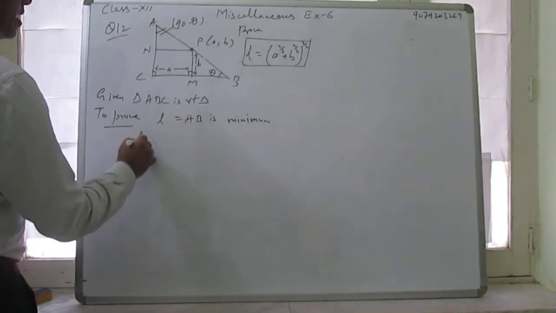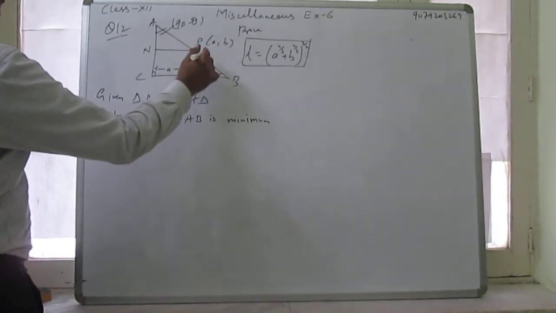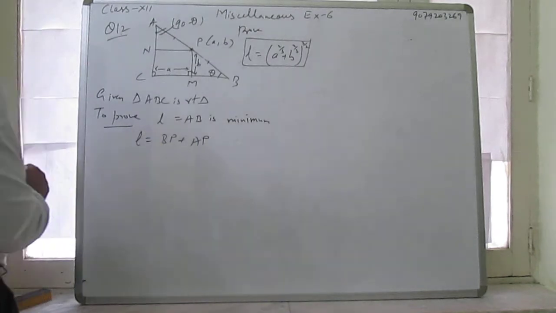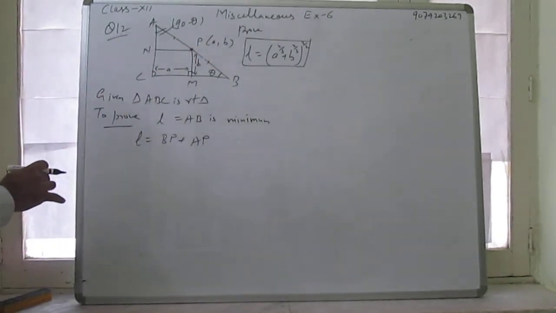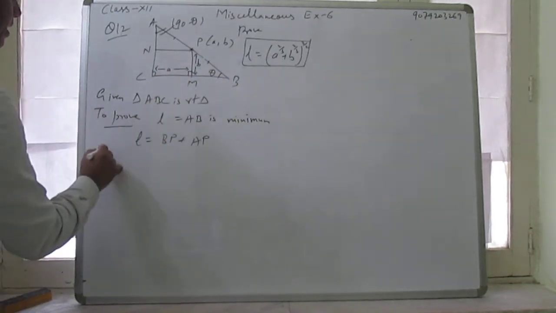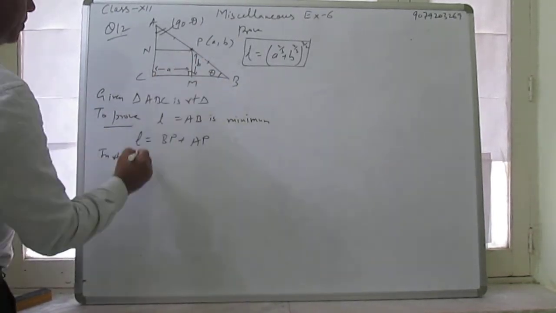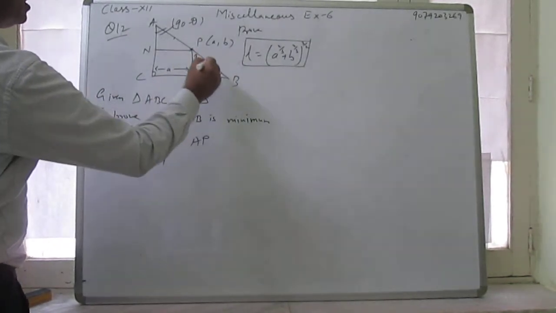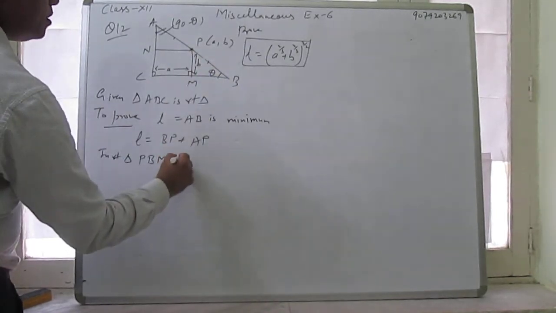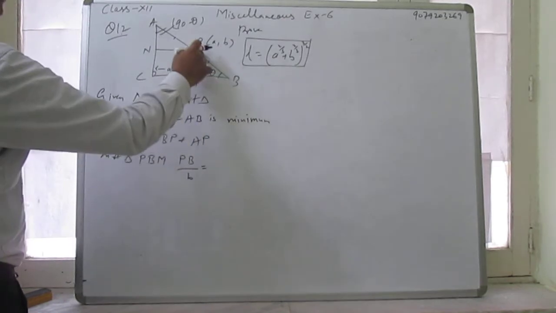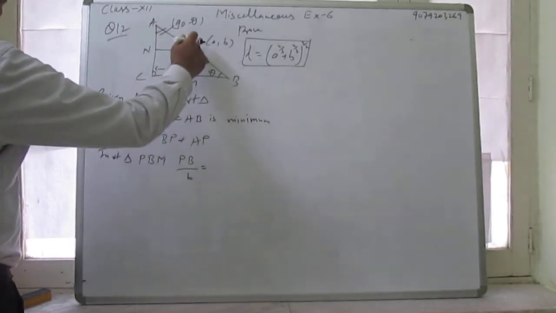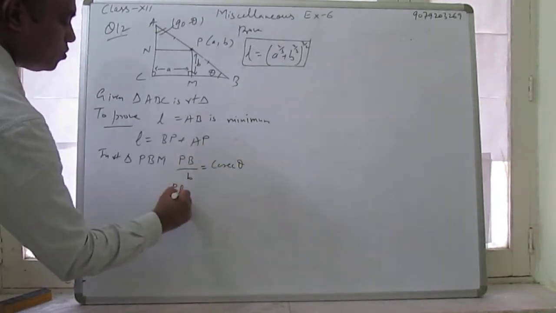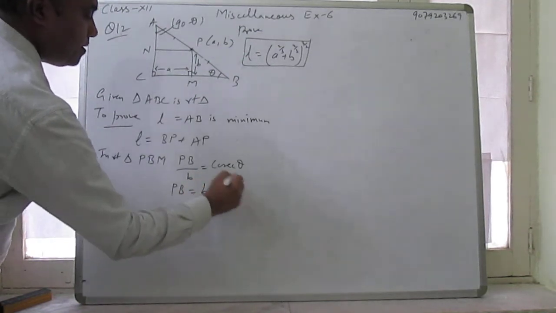So what is AB? L is equal to AB is BP plus AP. Now, what is BP? In right triangle PMB, you know that PB upon B is equal to H upon perpendicular, hypotenuse upon perpendicular is cosec theta. So PB is equal to B cosec theta.